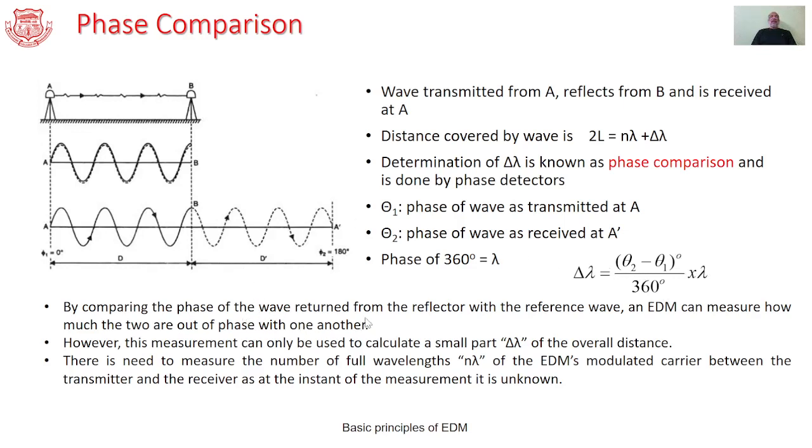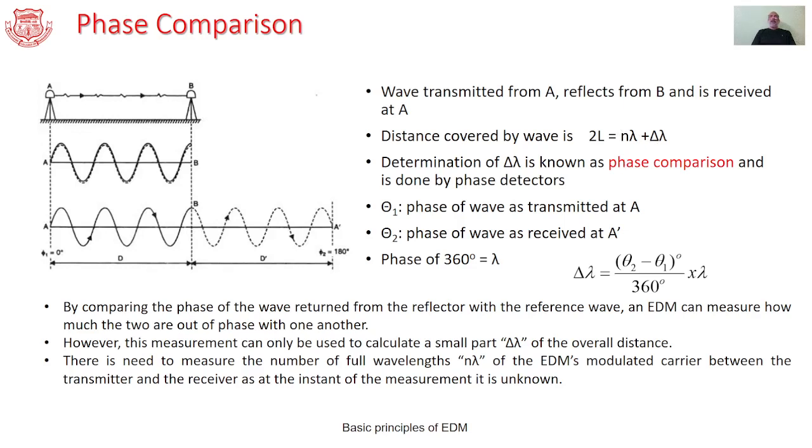So, by comparing the phase of the wave returned from the reflector with the reference wave, an EDM can measure how much the two waves are out of phase with respect to one another. As we discussed here, we are simply focusing on the delta lambda, but we are not determining this n lambda.